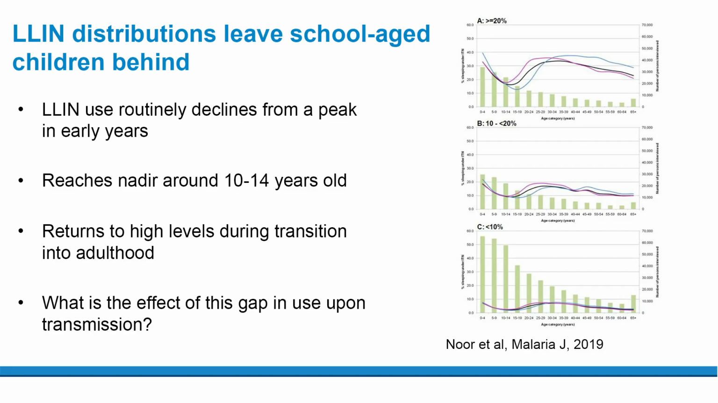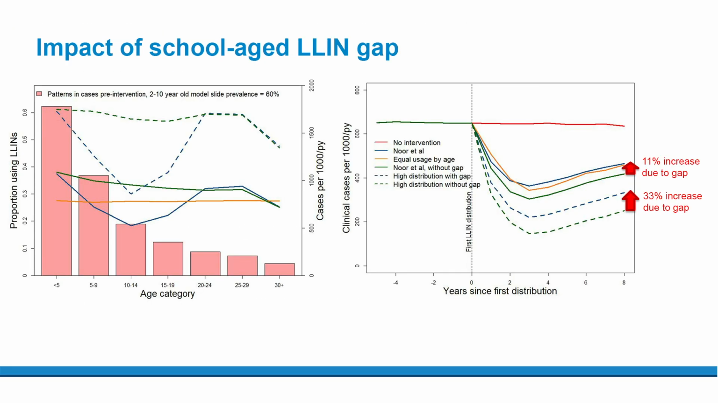Well, that's another thing we could look at in the model and actually say, what impact is this gap having? So if I take the Noor et al. relationship with age, this was from, I think, five or six countries, I can't remember exactly. I think most of them were in East Africa, but I'll show you an example in West Africa in a minute.